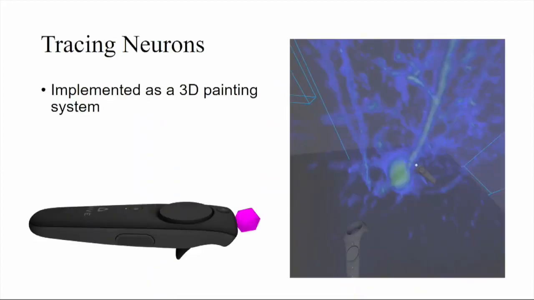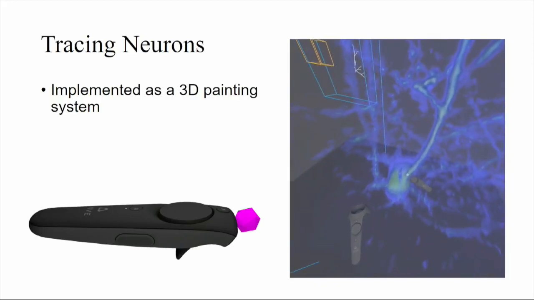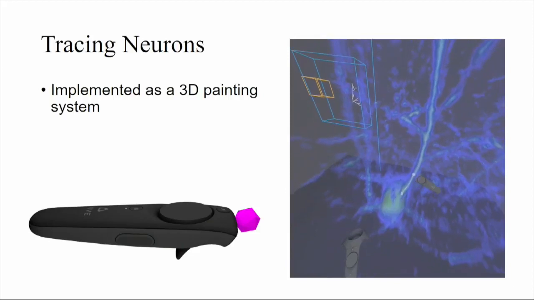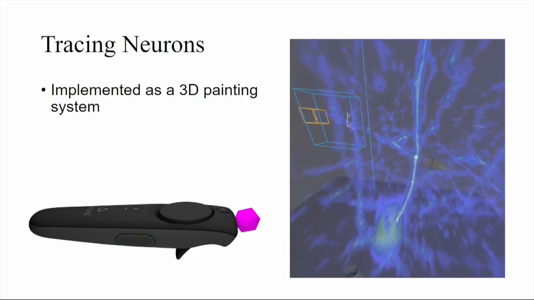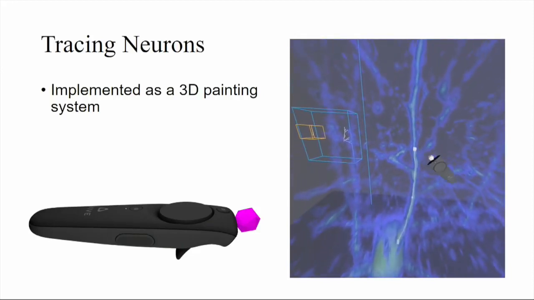So the tracing of neurons is implemented as a 3D painting system, where it works similar to Tilt Brush, where you essentially have this brush controller. So here we show this little tip that is where your trace will be painted from. And to trace, you just reach into the data and put your hand inside the neuron and hold the trigger and follow the structure as you trace. And we found this was really intuitive to use.